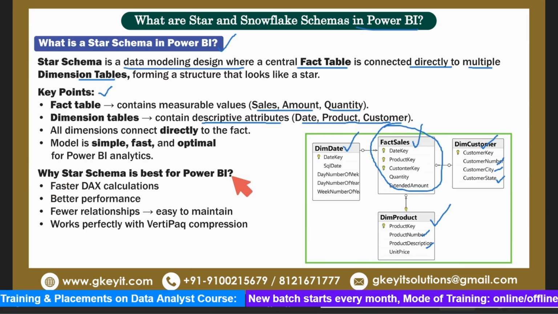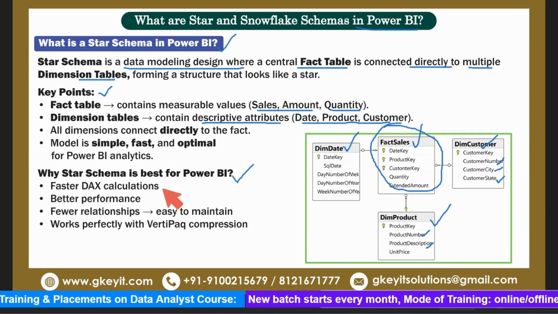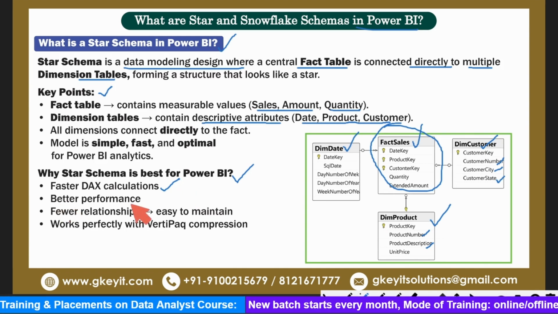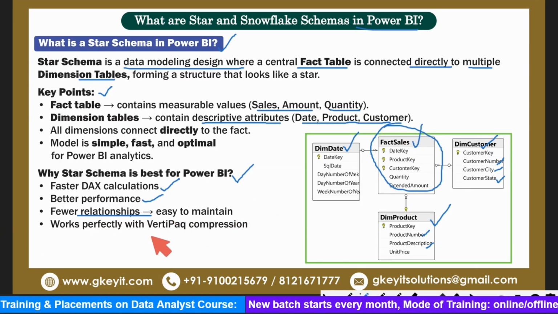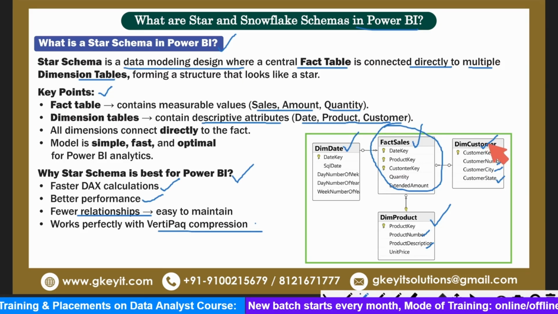Why is star schema best for Power BI? It is for faster DAX calculations. DAX are the calculations which are available in Power BI Desktop, and it is for best performance. Fewer relationships, that means there will be only one join between a dimension table and the fact table, and it is easy to maintain. It works perfectly with the VertiPaq compression. That means fewer joins and each dimension is directly connected to the fact table.